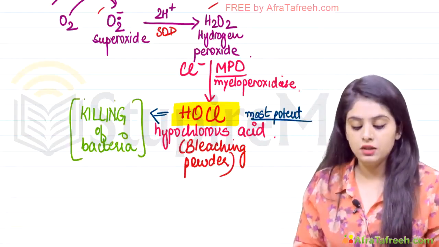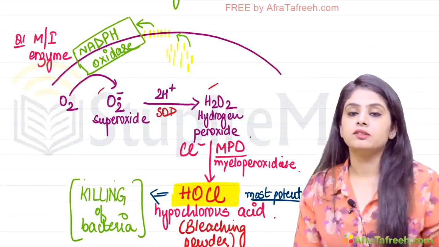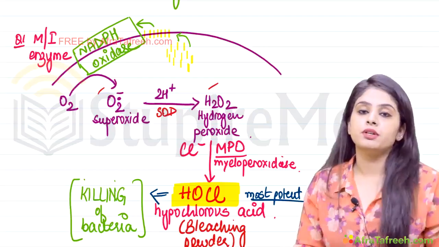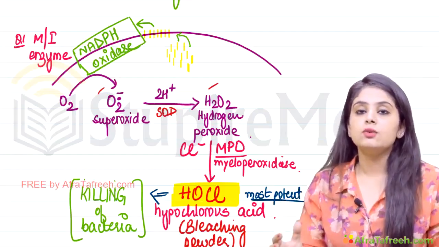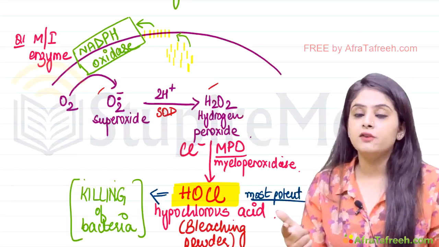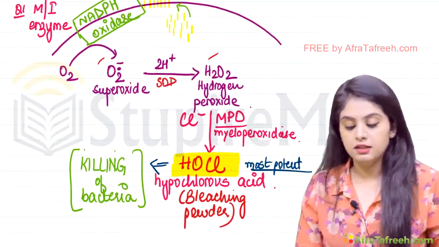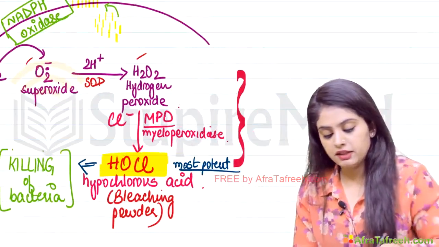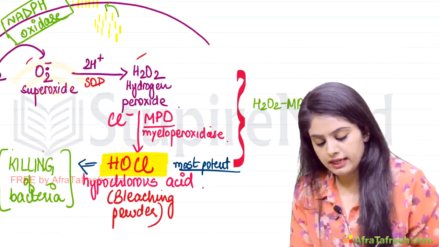Our aim is accomplished. So to revise students, this process started because of an enzyme, NADPH oxidase, which had a cytoplasmic part and a membranous part, and they fused. Most important enzyme, formed superoxide, which formed H2O2. H2O2 combined with two very important things, MPO and chloride. MPO stands for myeloperoxidase, and formed bleaching powder, which causes killing. Because of this entire process that we just studied, this pathway is also known as the H2O2 MPO halide system.